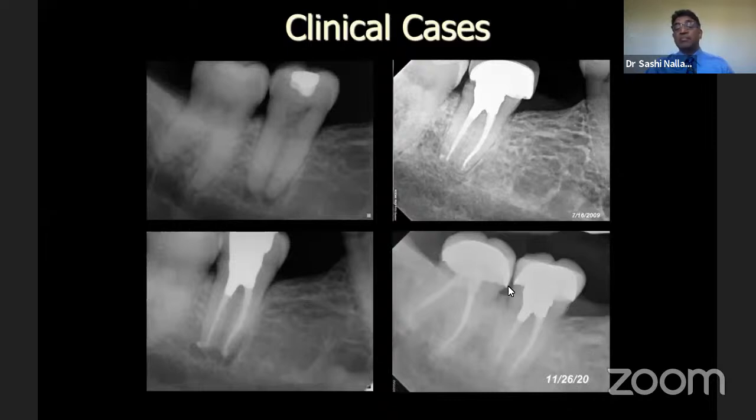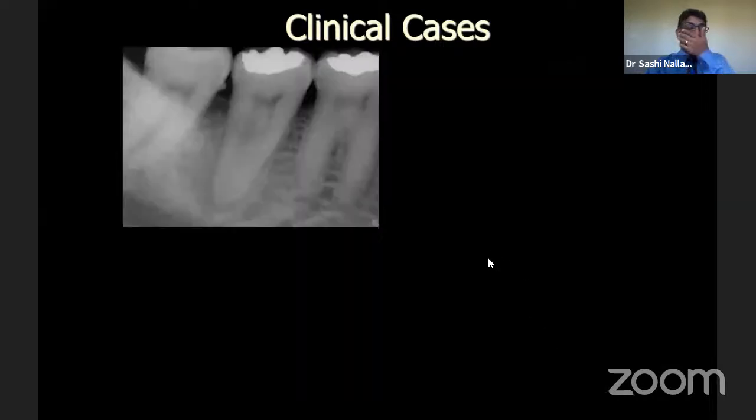The tooth is still in the patient's mouth, and I had to do a root canal in the third molar. But interestingly, the second molar survived almost 11, 12 years. It's still there, even with the missing tooth next to it. So the patient got lucky.